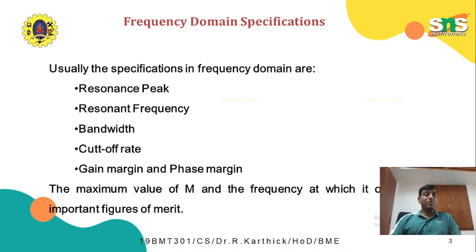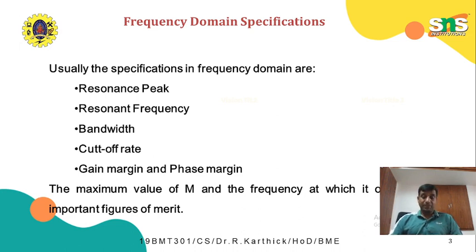Out of these specifications, the maximum value of M and the frequency at which it occurs are very important specifications of merit. From these specifications, we have graphical methods which help in determining the value of M_r and the frequency omega_r, and from these graphical representations we can easily determine the closed loop frequency response. That is, the response is identified from the open loop without directly identifying the closed loop response. These graphical techniques are the constant M contours and N contours, which are generally called the M and N circles.